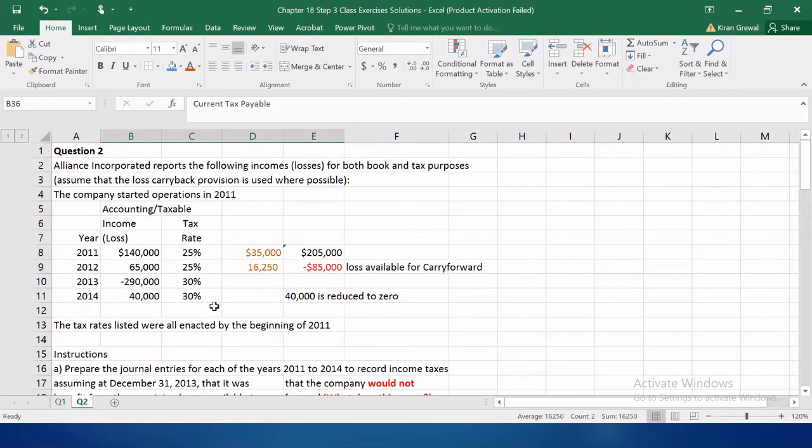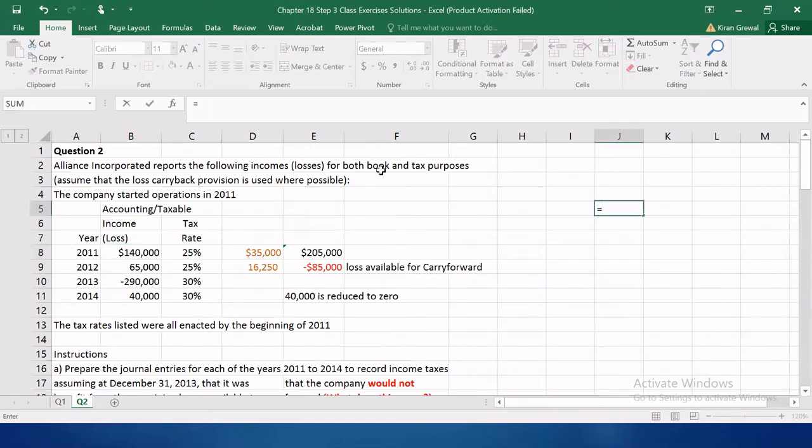All right, now let's go to 2013. In 2013, we have a loss of 290,000. So we know we don't have to pay any tax in 2013, but we need to see if this 290,000 can be carried back. We carry it back 3 years. We only have 2 years of data, which probably means that the operations only started in 2011. So let's see if we can carry it back to 2011. We have $290,000 of a loss. We had $140,000 of income in 2011, so we can definitely carry that 290 back.